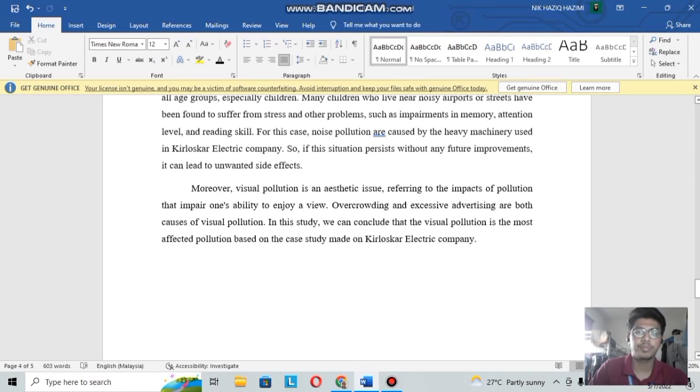Lastly, visual pollution. Visual pollution is an aesthetic issue, referring to the impacts of pollution that impair one's ability to enjoy a view. Overcrowding and excessive advertising are both causes of visual pollution. In this study, we can conclude that visual pollution is the most affected pollution based on this case study made on Kirloskar Electric Company.